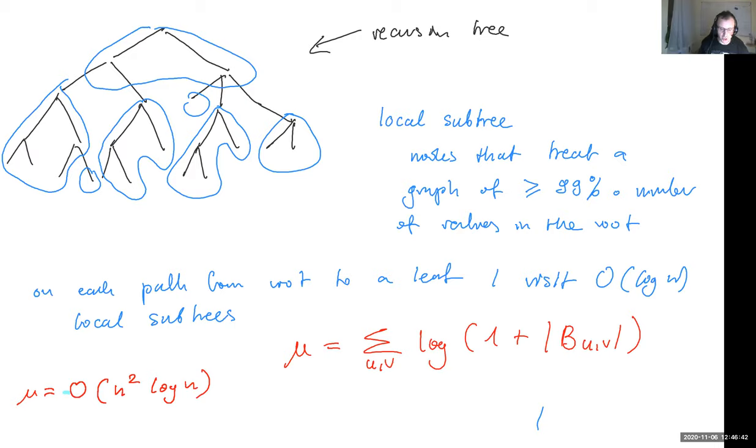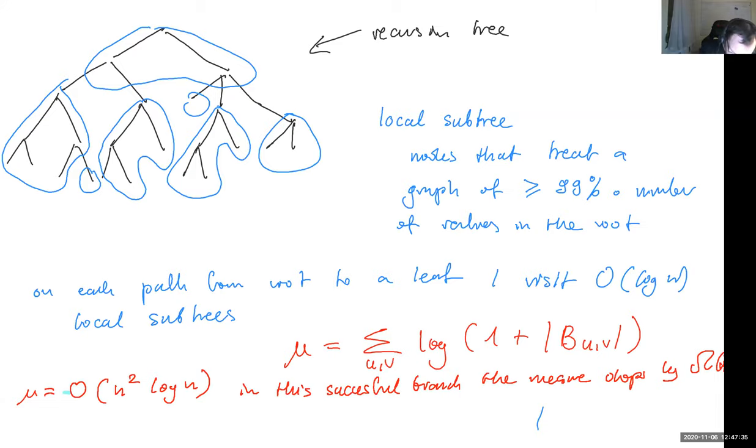And what happens when I do the branching? In one branch, as I said, I remove very little, but in the other branch, for a constant fraction of pairs, I decrease their buckets by a constant fraction. So if the base of this logarithm is chosen correctly, for a constant fraction of pairs, I get an additive decrease in the measure. So in this successful branch, and by successful, I mean when I decide to include the heavy vertex, the measure drops by something of the order n squared.